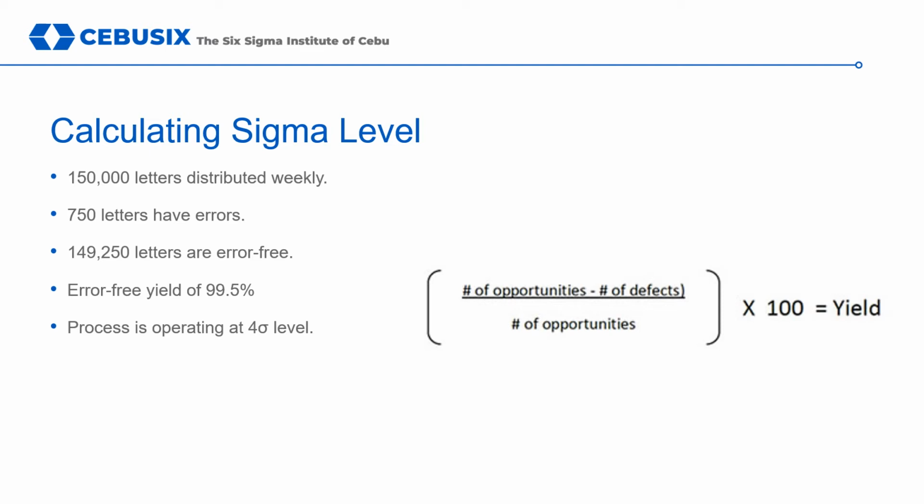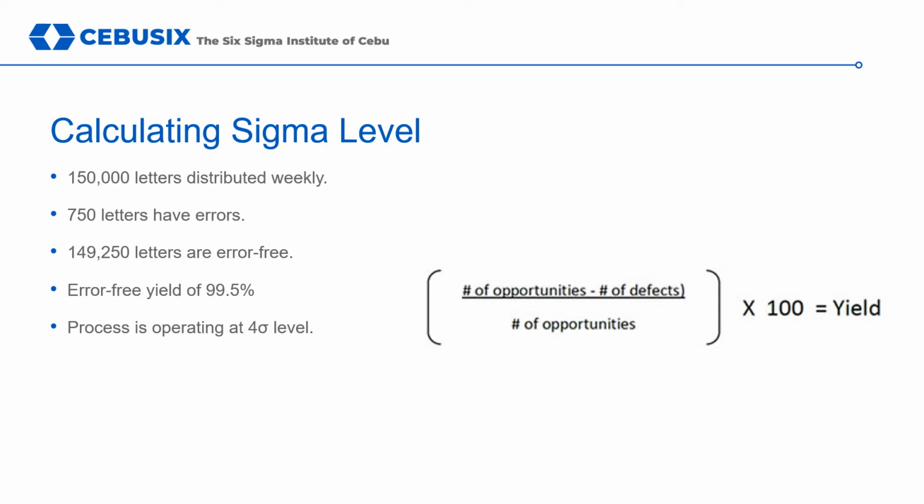Consider a process in a marketing department that distributes letters to customers. Imagine, if you will, that the process inserts 30,000 letters in pre-addressed envelopes each day, or about 150,000 letters per week. Let us say that the marketing department begins receiving complaints that people are receiving letters in envelopes that are addressed to them, but the letters inside are addressed to someone else.